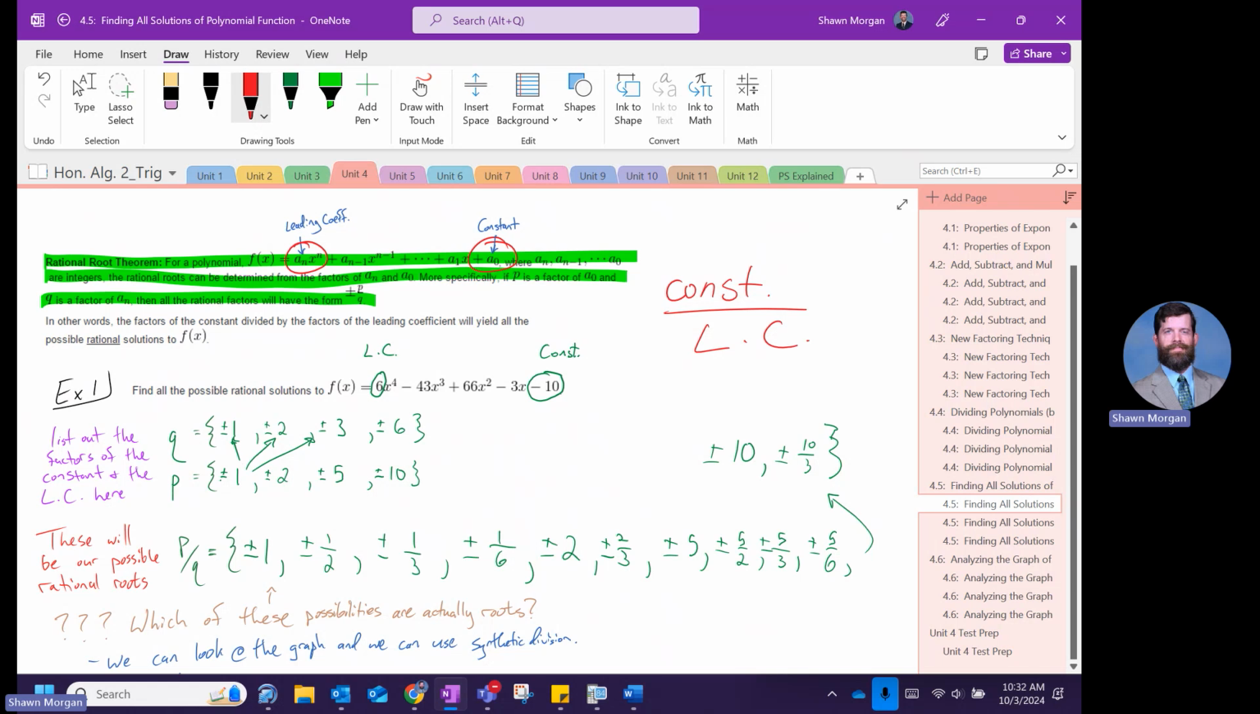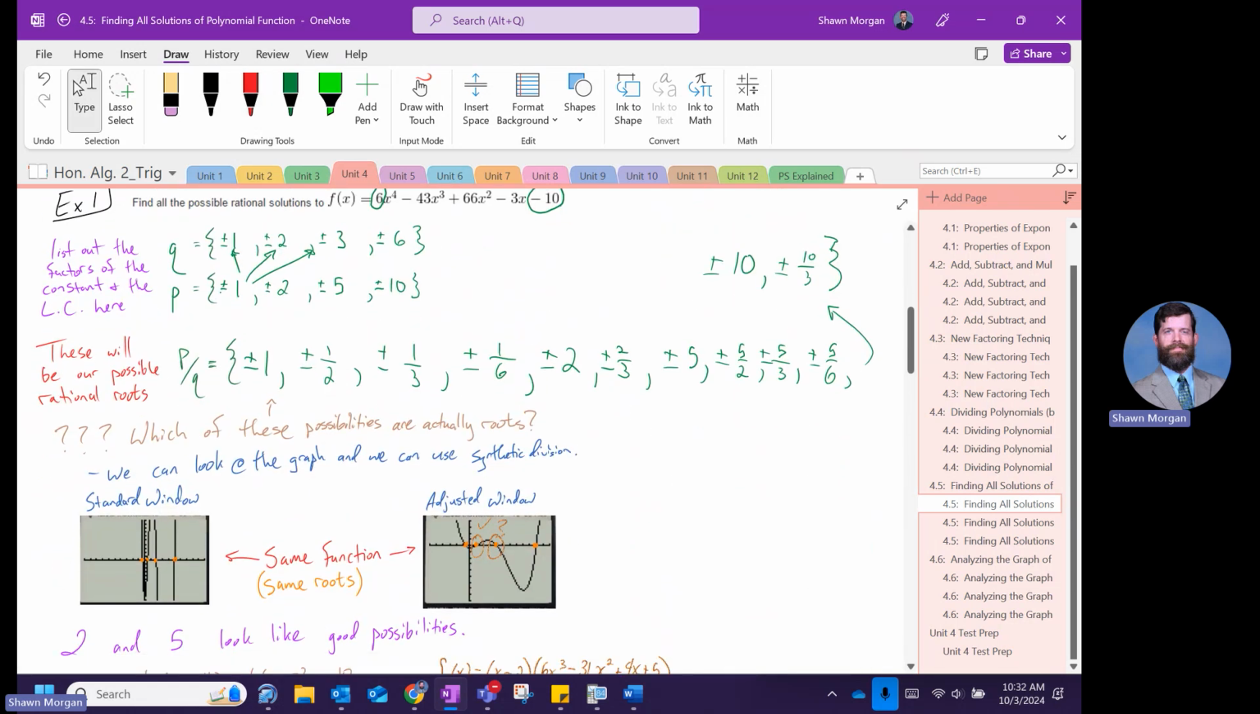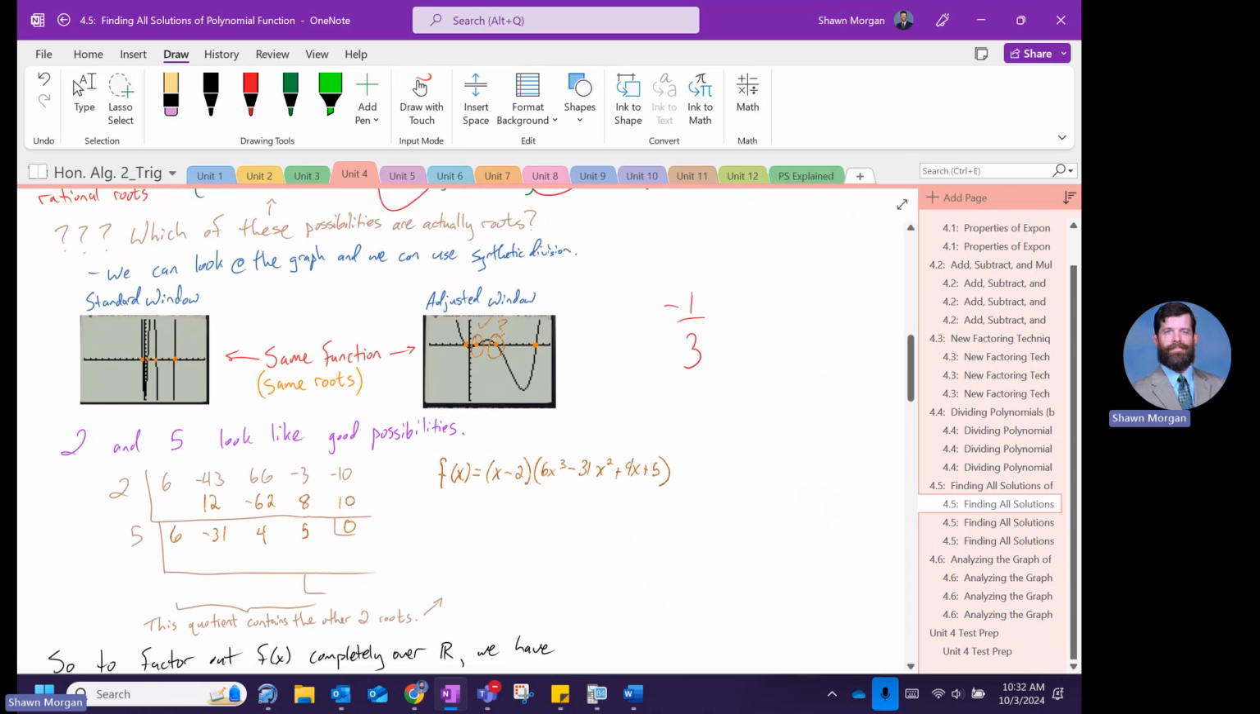And that makes me feel much better about Mitchell's comment. Well, wait a minute, coach, -1/3 wasn't one of our roots on our list. Now it is. 2 is, and 5 is. So I feel much better. Honest mistake, but frustrating nonetheless.